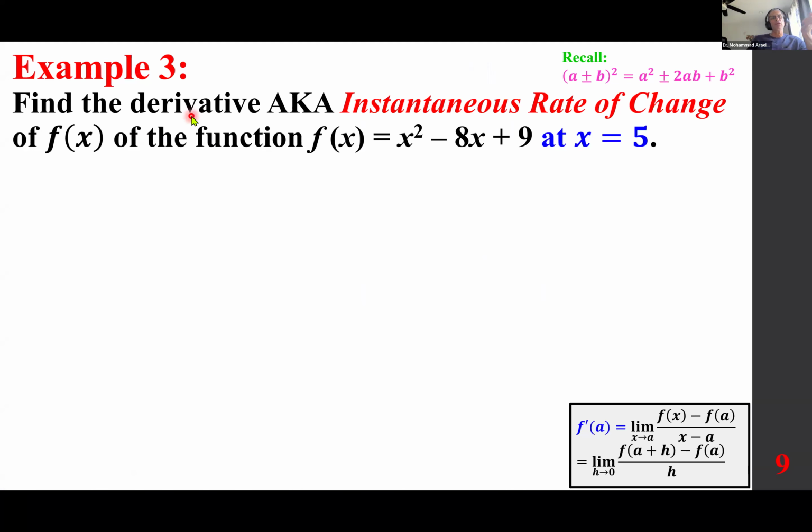We want to find the derivative, also known as the instantaneous rate of change, of f of x. The function f of x is x squared minus 8x plus 9 at a specific point, x equals 5. And so we're going to use one of those definitions. More specifically, this is more common. So f prime of a, in this case f prime of 5, is the limit of f of a plus h, that means f of 5 plus h, minus f of a, minus f of 5, over h. That's what we need to do.